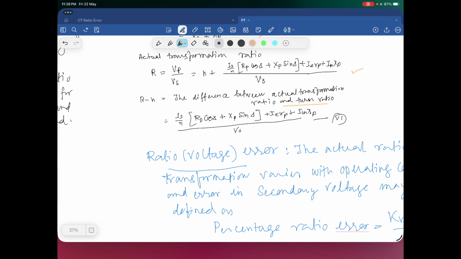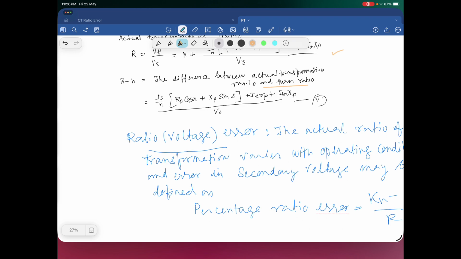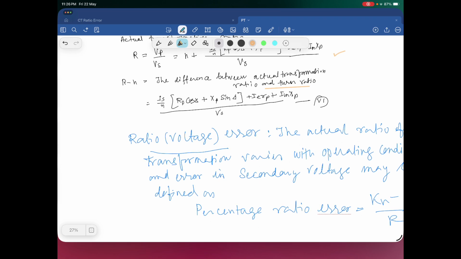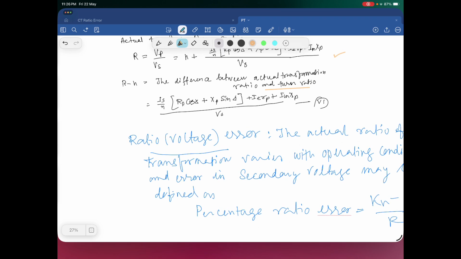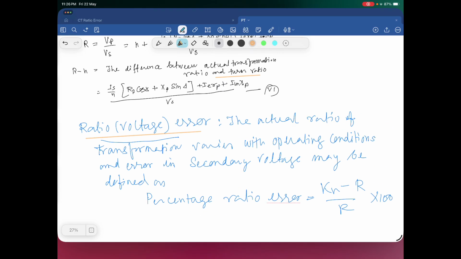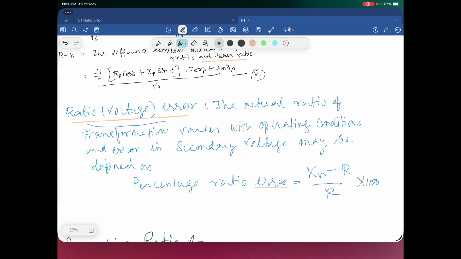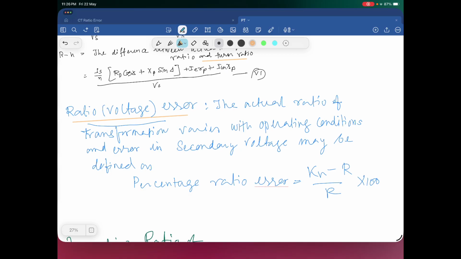Now the ratio error, that is the ratio error of potential transformer, that is the voltage error, right? So actual ratio error varies with the operating condition, and error in the secondary voltage may be defined as percentage ratio error is equal to Kn minus R by R into 100.